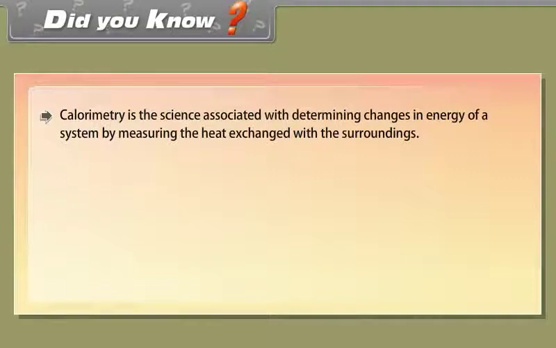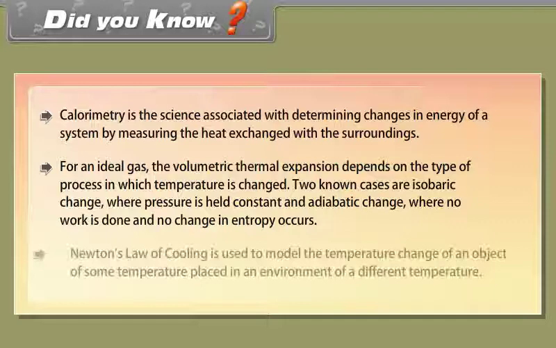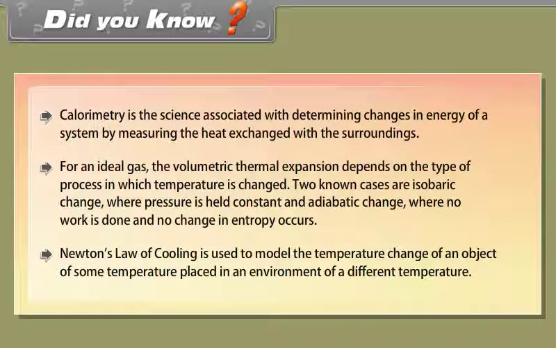Did you know? Calorimetry is the science associated with determining changes in energy of a system by measuring the heat exchanged with the surroundings. For an ideal gas, the volumetric thermal expansion depends on the type of process in which temperature is changed. Two known cases are isobaric change, when pressure is held constant, and adiabatic change, where no heat is exchanged and no change in entropy occurs. Newton's law of cooling is used to model the temperature change of an object of some temperature placed in an environment of a different temperature.